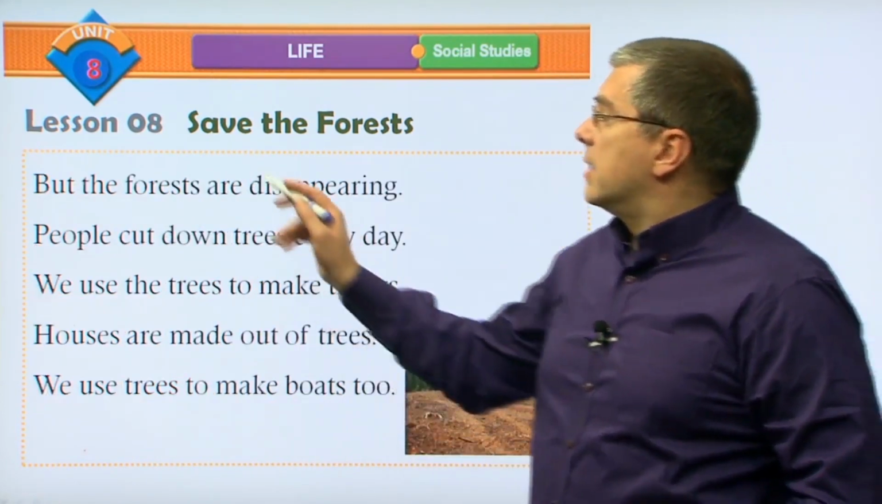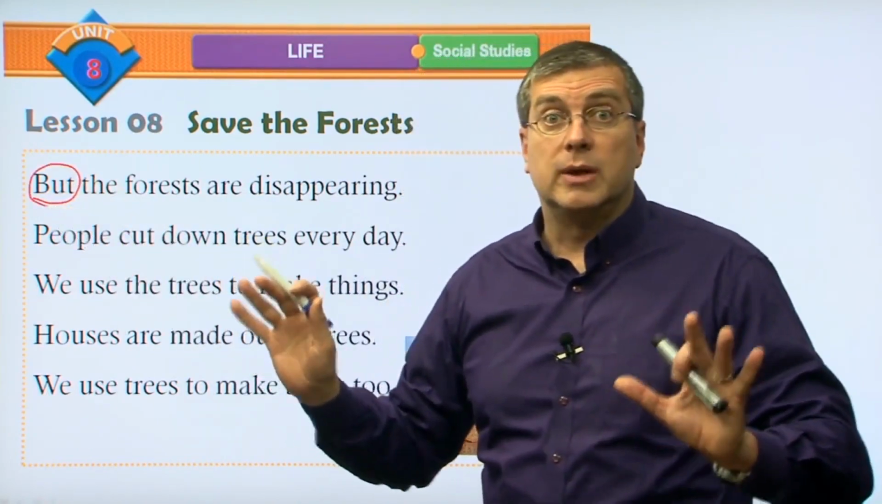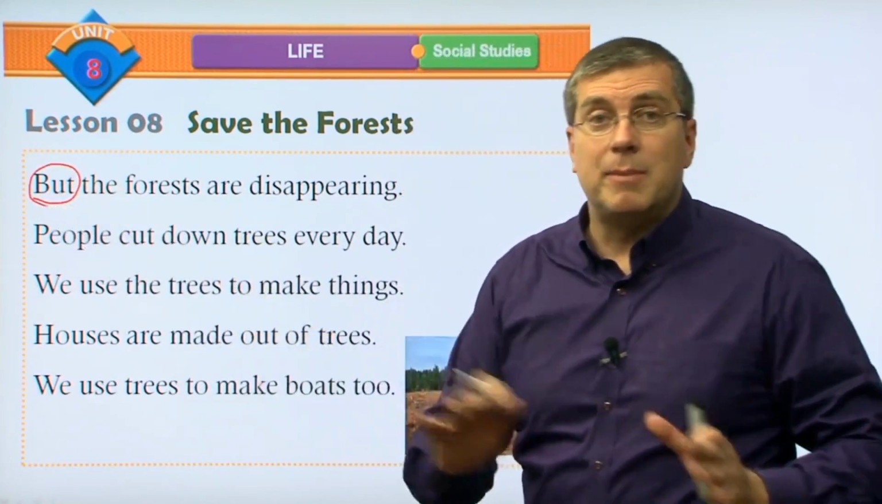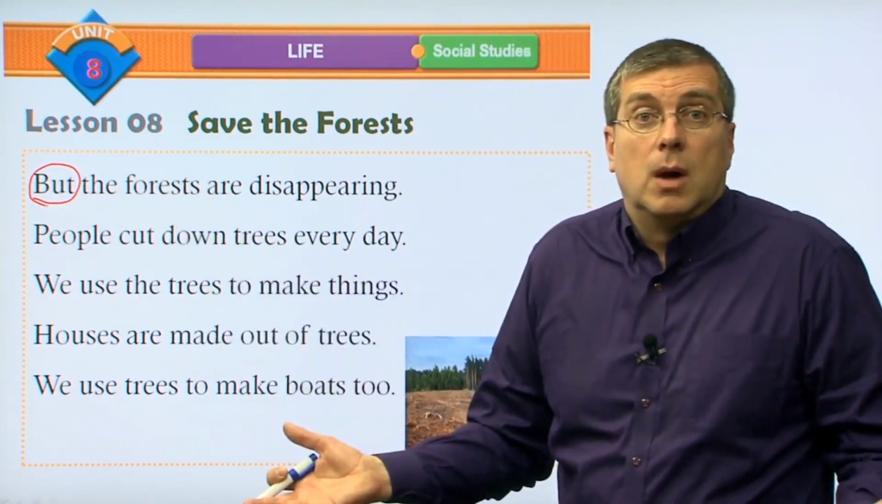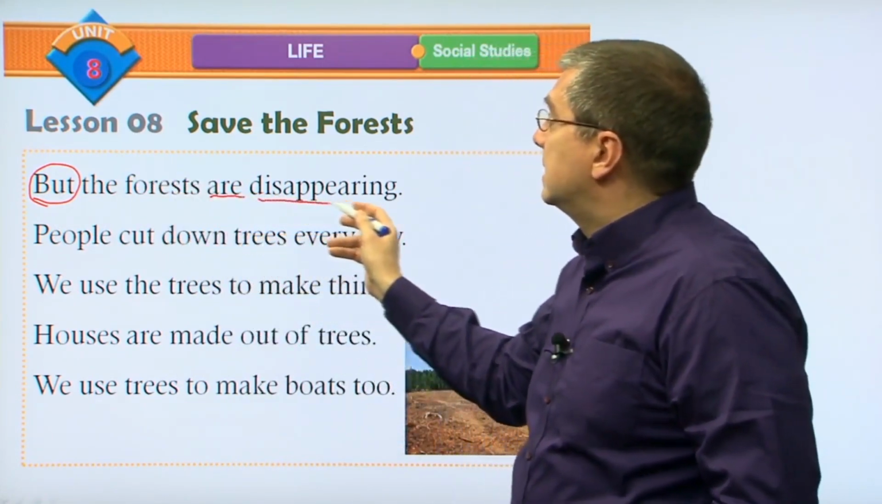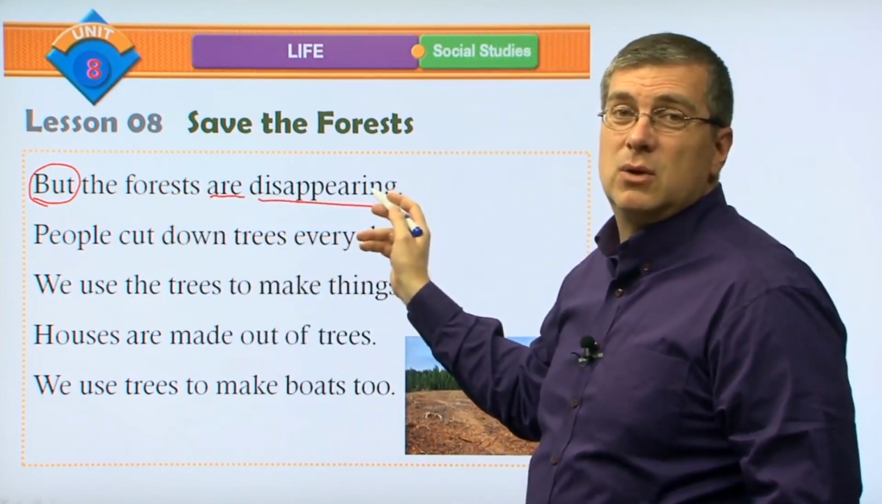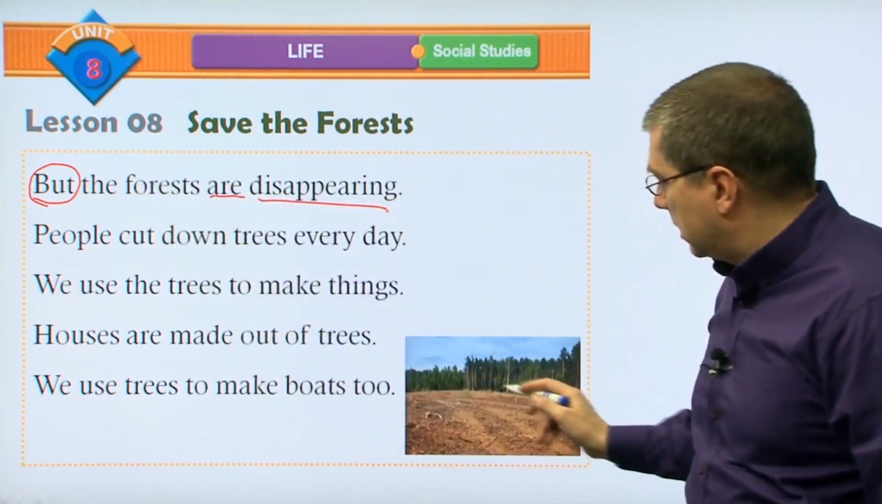Okay, what's next? This is a problem, but tells us, uh-oh, something's wrong, right? We heard many good things about the forest, but then we see but, uh-oh, there's a problem. But the forests are disappearing. That's a little bit of a difficult word. Disappearing means going away.